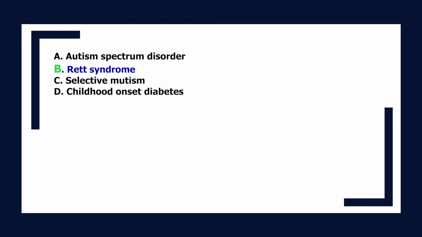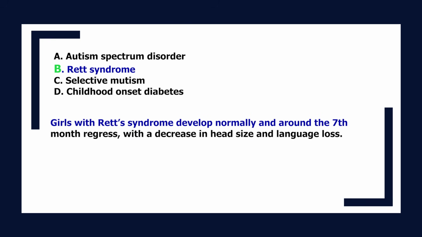Rett syndrome. Girls with Rett syndrome develop normally and around the 7th month regress, with a decrease in head size and language loss.